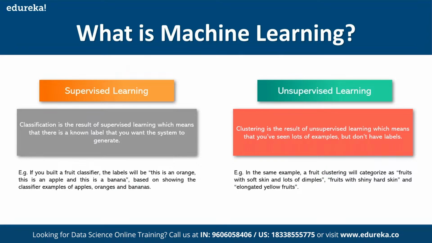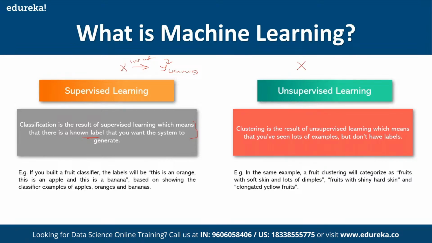This is exactly what I have explained till now: in machine learning there are theoretically three branches, but in general we say that machine learning consists of supervised learning and unsupervised learning. In supervised learning, the target is labeled, or the features are labeled. Classification is the result of supervised learning, which means there is a known label that you want the system to generate. So X converting to Y is known here. You know exactly what you want to predict from your input.